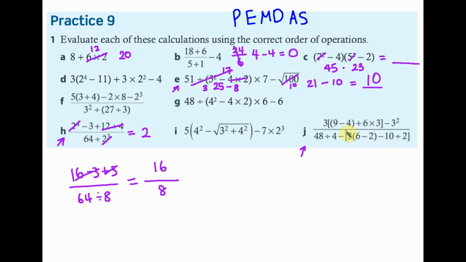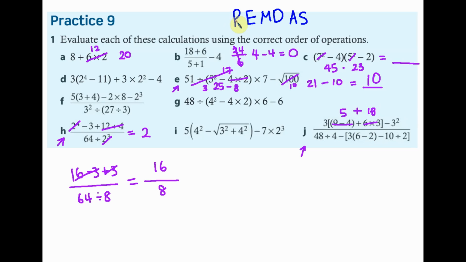It looks like I not only have a parenthesis, but I have a bracket. The first part, before we do a multiplication on the numerator, we will perform a parenthesis first. So 9 minus 4, I'll get 5. Then before I add 6, let me multiply 3 with 6. So 6 times 3, I should get 18. And then I have addition.